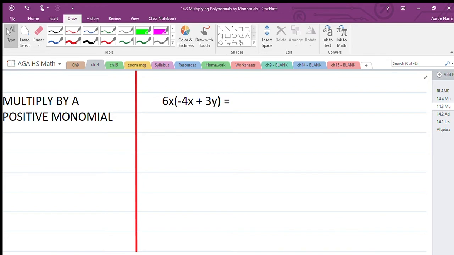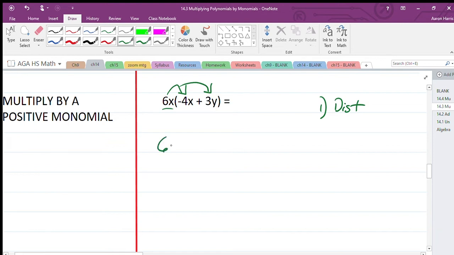So let's multiply by a positive monomial, which we've already done. We did it with a constant. This time I'm going to put a variable alongside of it, so now we have a combination. Does anything change? No. We're still going to simplify it by distributing. How many arrows do I have? 2, because it's a binomial. Okay, so that means multiply.